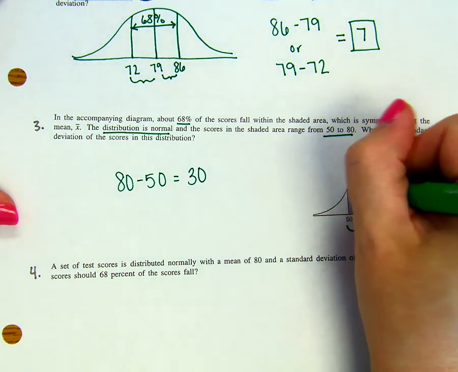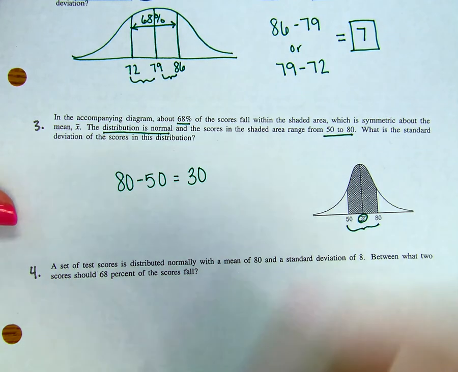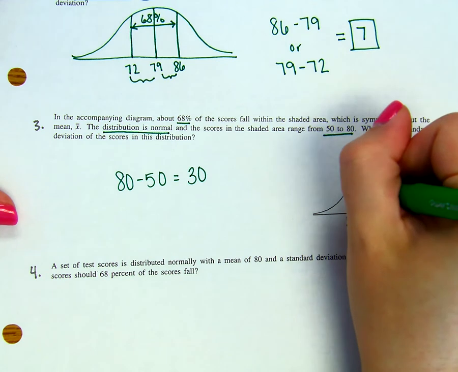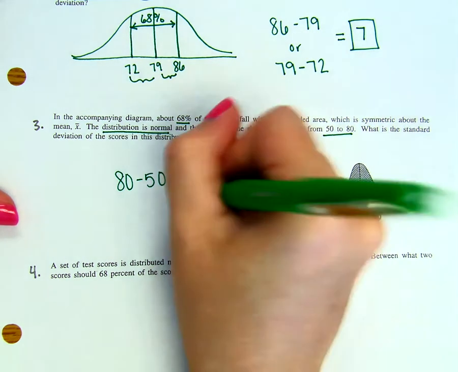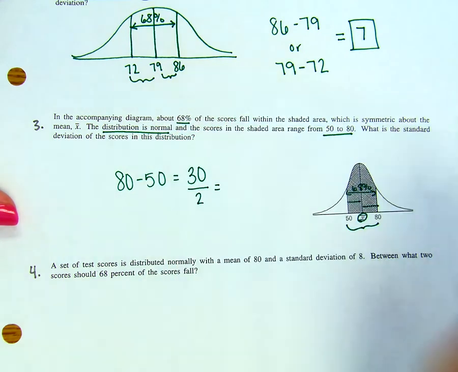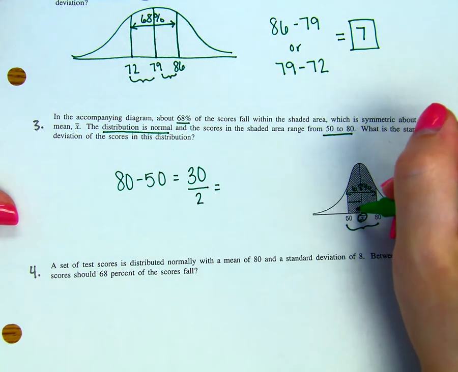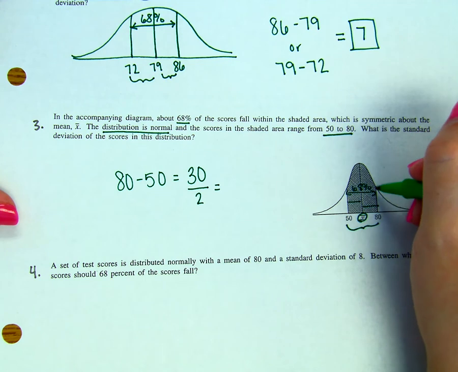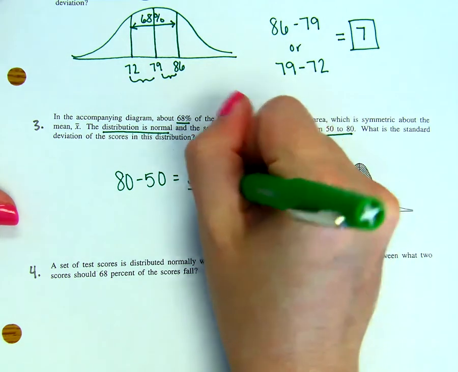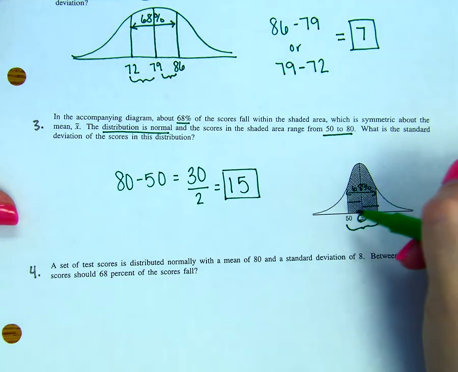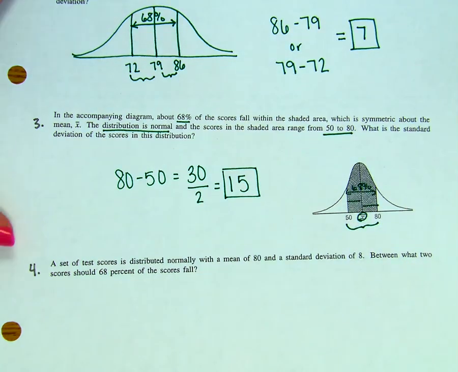I know that this is 68%, which is only 1. But 68%, there's 2 boxes. This box here and this box here. So I'm going to take that 30 and divide it by 2 so I know how much changed in this box and how much changed in this box. So 30 divided by 2 is 15. So my standard deviation is 15.